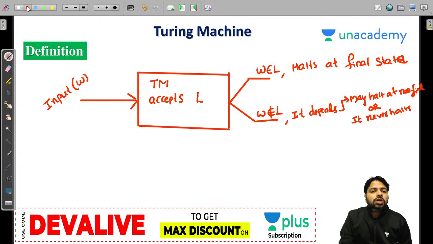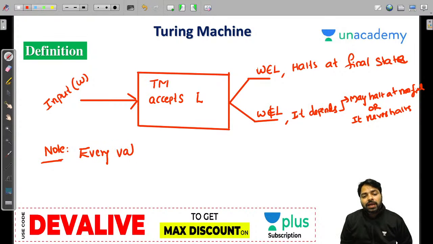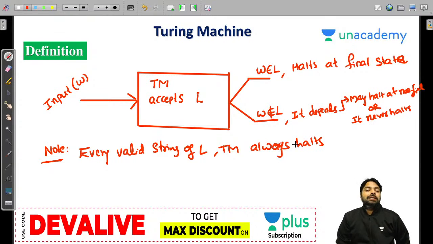So most of the people, note, the Turing machine definition is about valid strings. I can guarantee for every valid string of L, TM always halts, if the TM accepts L. Doesn't matter if you talk about invalid strings or not, because some problems you may design to always halt at non-final, some problems you can design even to never halt if you want. Clear this point? And at any cost, this definition is important, because if you do not remember this definition, there is no word you can understand in this chapter.